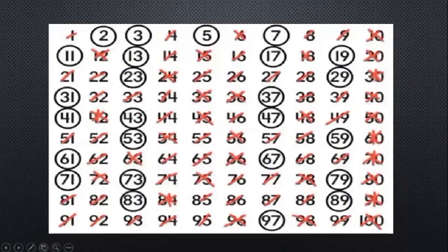Look at the numbers from 1 to 100. From 1 to 100, we try to find the prime numbers. How to find the prime numbers? First of all, we are looking for the numbers that are divisible by 2.